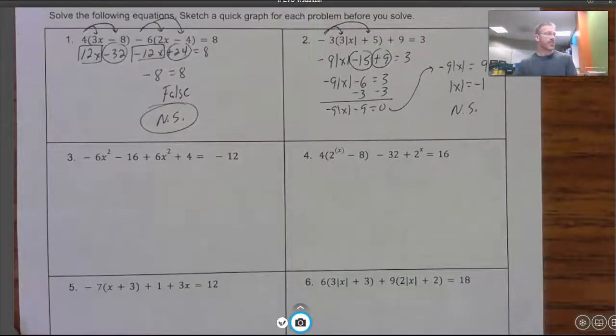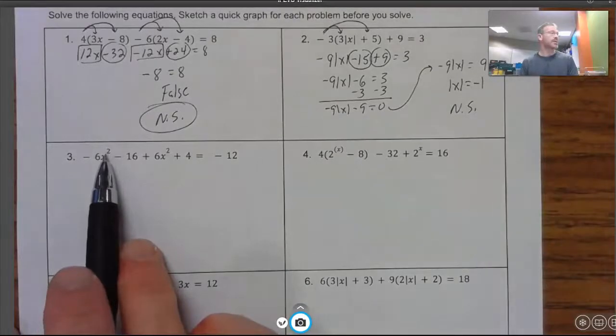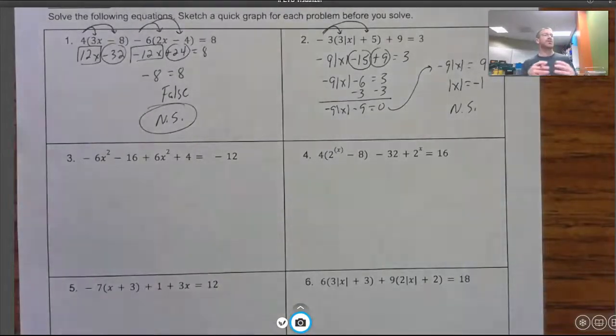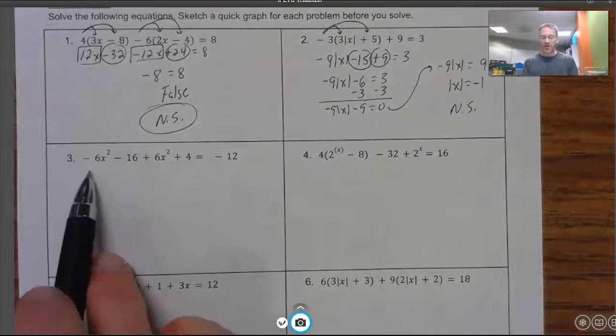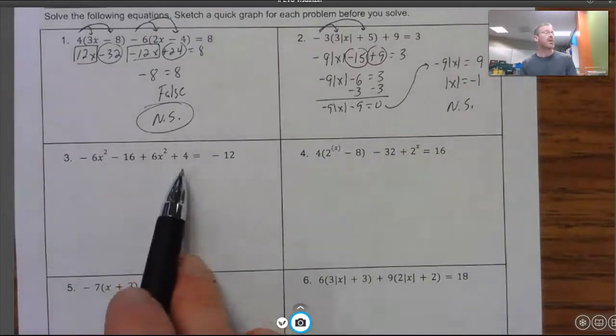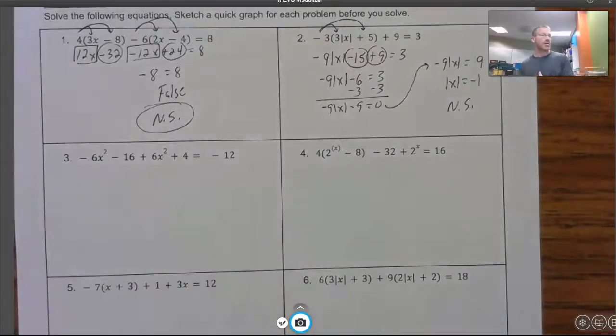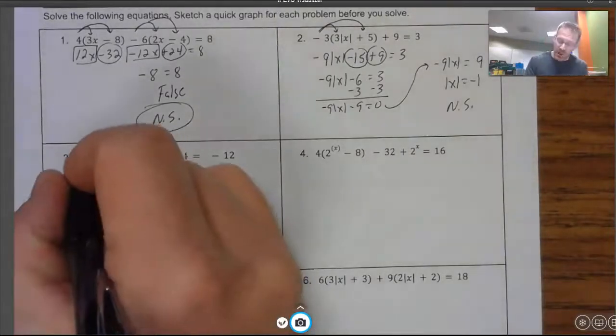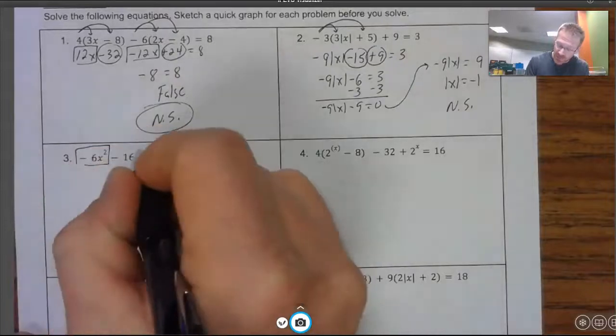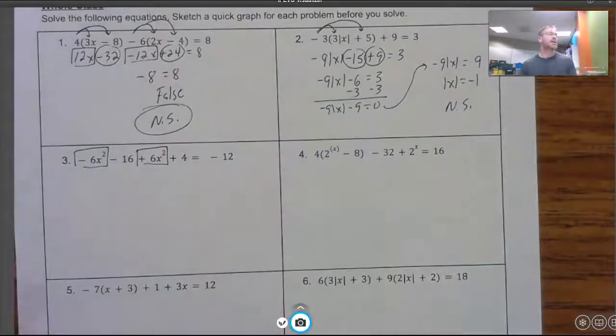When I look at problem 3, I see that I have x squared, so I know it's quadratic. That means I'm expecting 2 solutions. I don't have any parentheses, so I don't have to worry about distributing, but I do see like terms. And we always want to combine like terms on one side if we can. So I'm going to do that. Negative 6x squared plus 6x squared. Negative 6 of something plus 6 of something, 0. They're gone. No more variables.